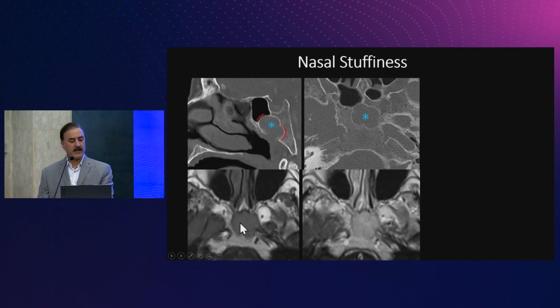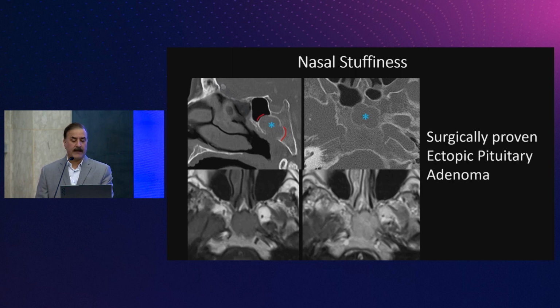Now you see precontrast T1, it's dark, there's no fat in it, that's your first clue. Then the second clue, it is enhancing homogeneously. So this is not variation in the marrow pattern. You absolutely cannot call it that. And this was a surgically proven ectopic pituitary adenoma in this patient.